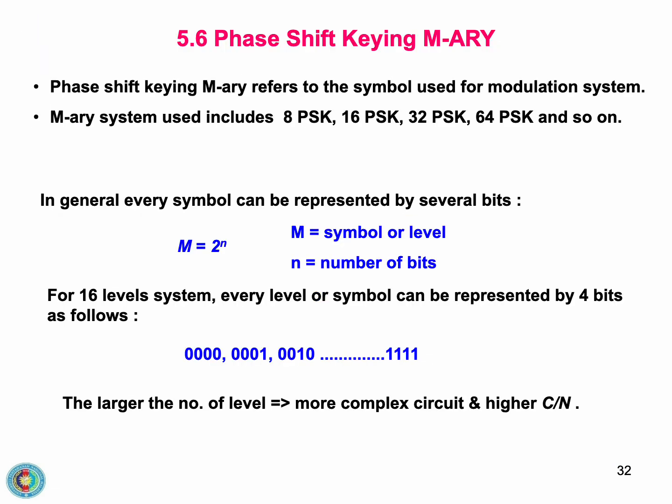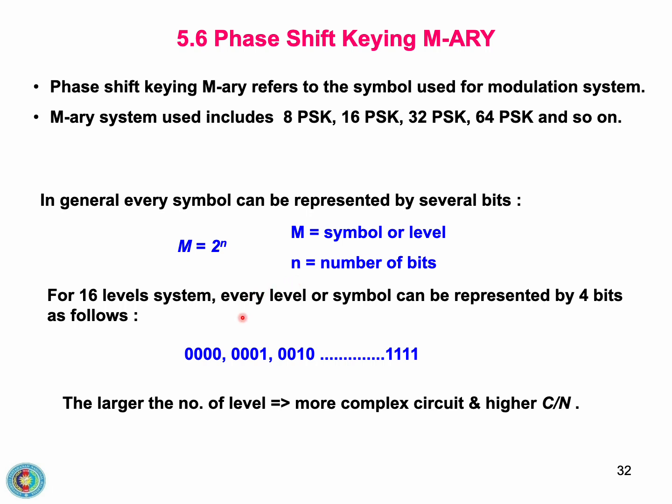Beyond QPSK, we delve into M-ary phase shift keying. The M here refers to the number of distinct symbols or levels used in the modulation system. Common examples include 8 PSK, 16 PSK, 32 PSK, and 64 PSK. In an M-ary system, each symbol can represent multiple bits, following the fundamental relationship M equals 2^N, where N is the number of bits per symbol. For instance, a 16-level system means each symbol can represent 4 bits.